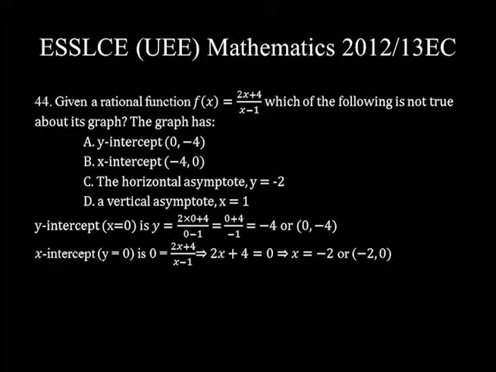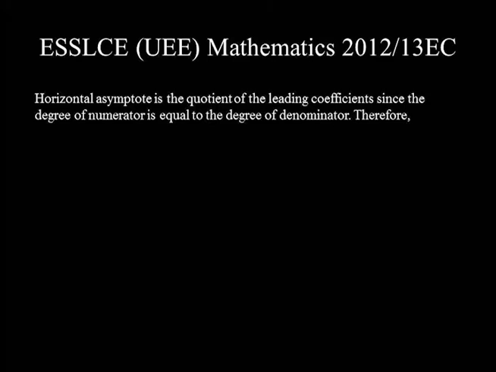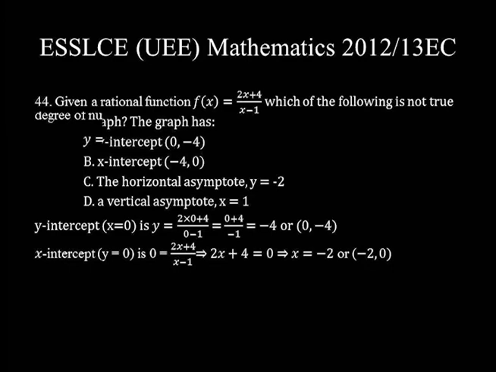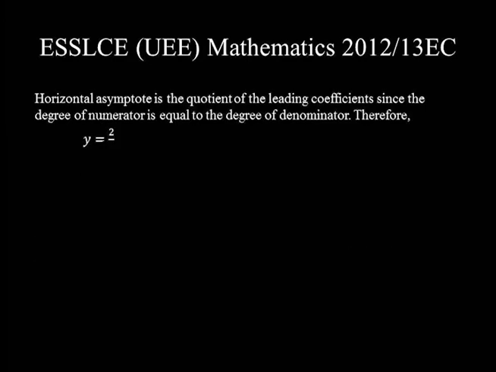Choice C, the horizontal asymptote is y is equal to 2. Horizontal asymptote is the quotient of the leading coefficients since the degree of the numerator is equal to the degree of the denominator. Therefore, y is equal to the leading coefficient, which is the coefficient of the highest power. The highest power at the numerator is x, so the coefficient of x is 2, divided by the highest power at the denominator, which is again x. The coefficient of x at the denominator is 1. So 2 divided by 1 is equal to 2. So choice C is true.